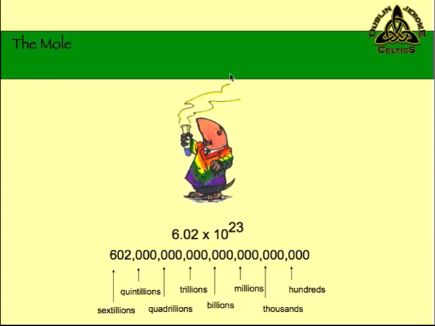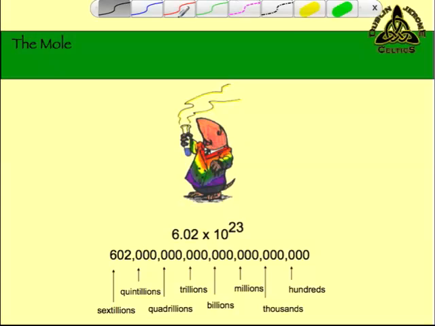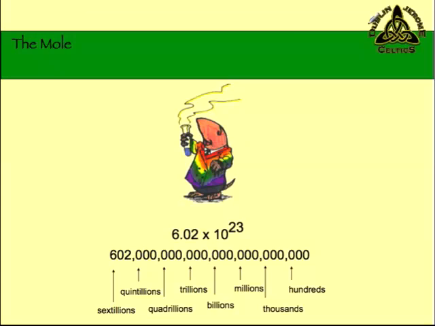Class, today we're going to study what we chemists like to refer to as the mole. The mole is really the bread and butter of chemistry. This is what chemistry is really made of. It deals a lot with this number right here, 6.02 times 10 to the 23rd power. If you move the decimal over 23 places, you get this giant number right here.